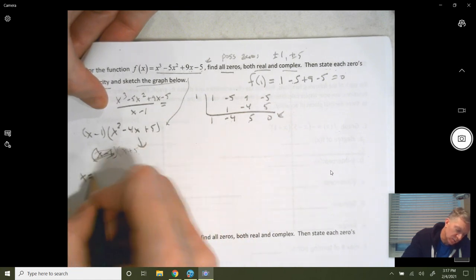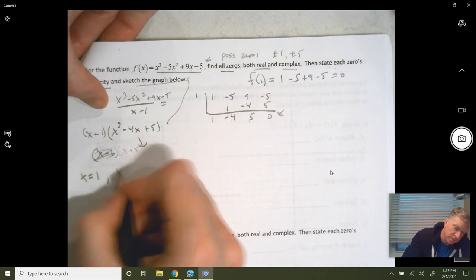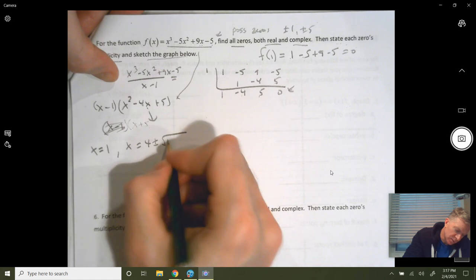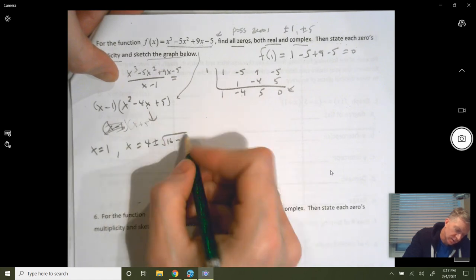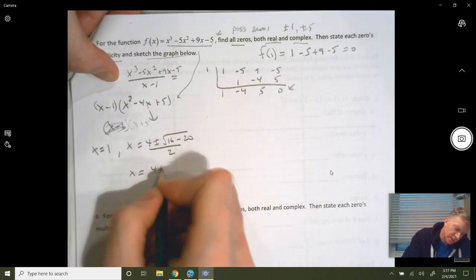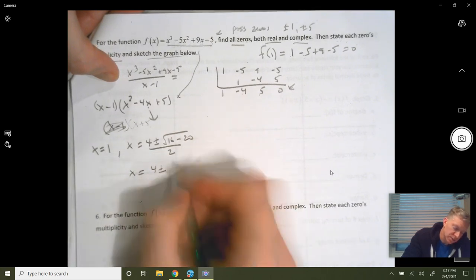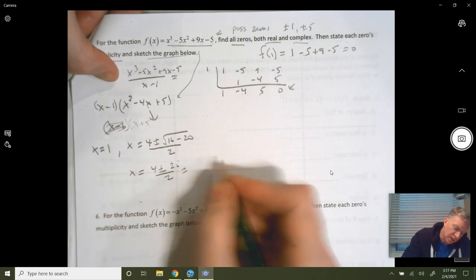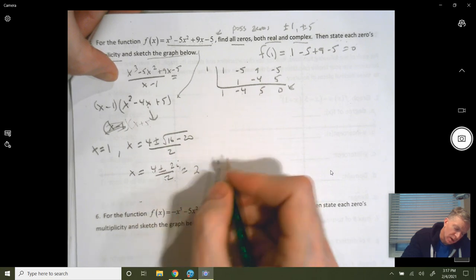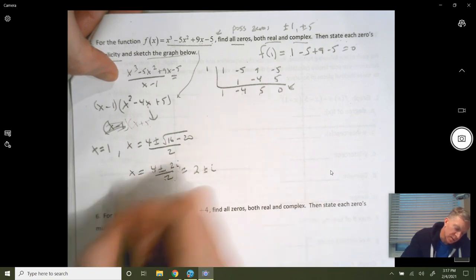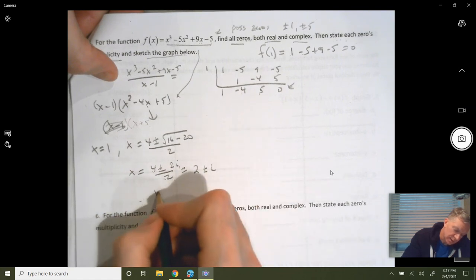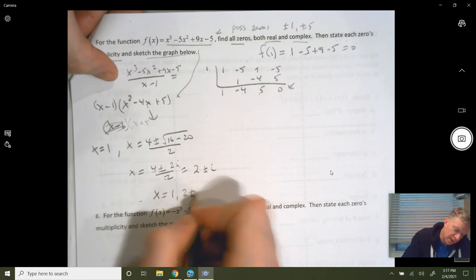So we're going to get x equals 1 or x equals 4 plus or minus the square root of b squared minus 4ac, over 2a. So that's going to be 4 plus or minus the square root of negative 4, which is 2i, all over 2. Divide those by 2. 4 divided by 2 is 2, plus or minus 2i divided by 2, so plus or minus i. So your zeros are x equals 1 and 2 plus or minus i.